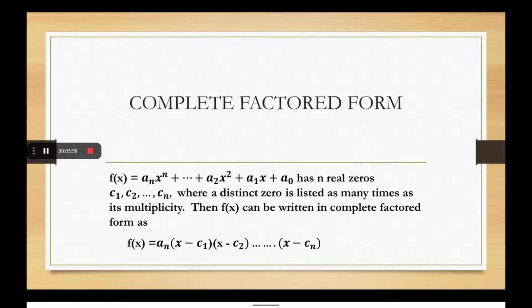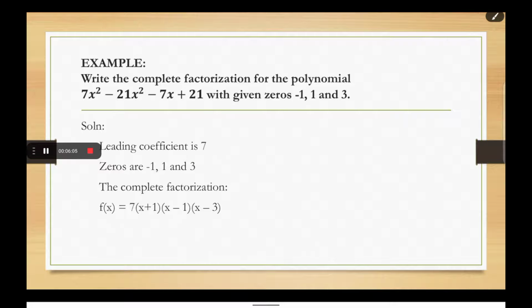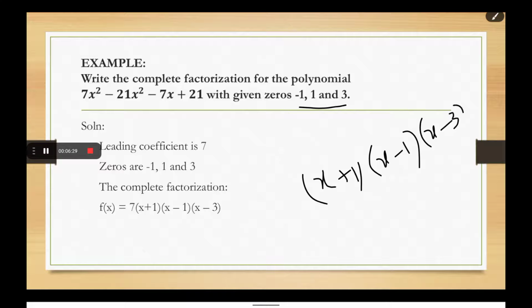Let's see one example related to this. After that, you can easily understand what is complete factored form. Here is one example. Write the complete factorization of the polynomial 7x cubed minus 21x squared minus 7x plus 21 with given zeros minus 1, 1 and 3. They are giving the zeros. That means here the minus 1 is a zero, then the factor is x plus 1. Okay, 1 is a zero, then the factor is x minus 1. 3 is a zero, then the factor is x minus 3.